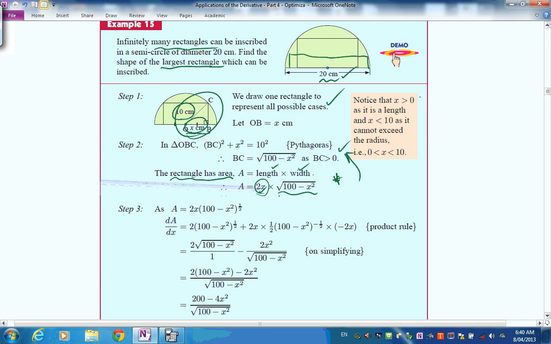So here they've got also looking at the restrictions. x must be greater than 0 and x must be less than 10, because two lots of x have to come to 20. They're letting x just be in here. So here x is that much and 2x is the whole thing, and it's got to fit in 20 because that's the diameter. So x must be between 0 and 10.